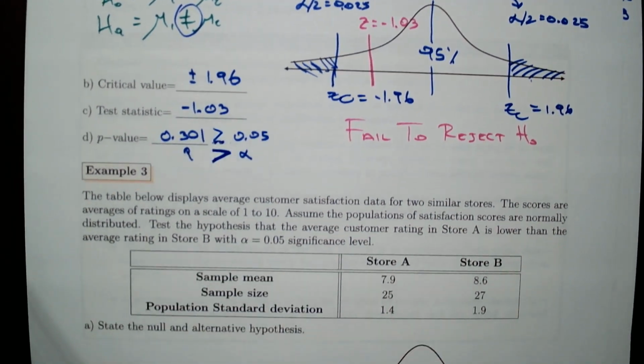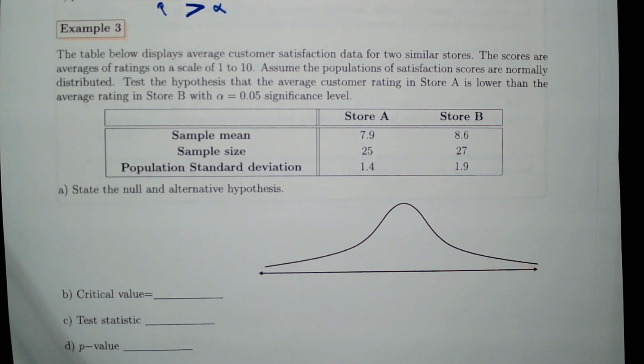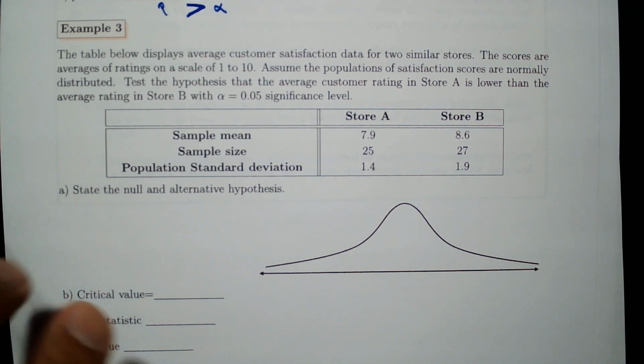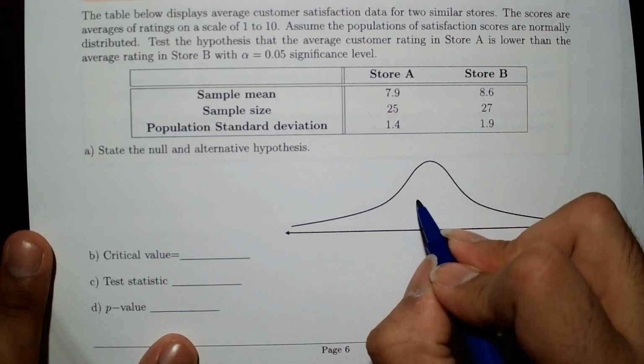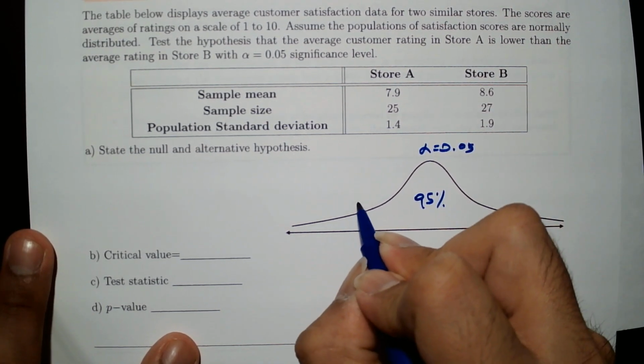And let's do our last example. The table below displays the average customer satisfaction data of two similar stores. The scores are average ratings on a scale of 1 to 10. Assume the populations of satisfaction scores are normally distributed. Test the hypothesis that the average customer rating in store A is lower than the average rating in store B with alpha 0.05 significance level. Let's do 95%, that's alpha equals 0.05.